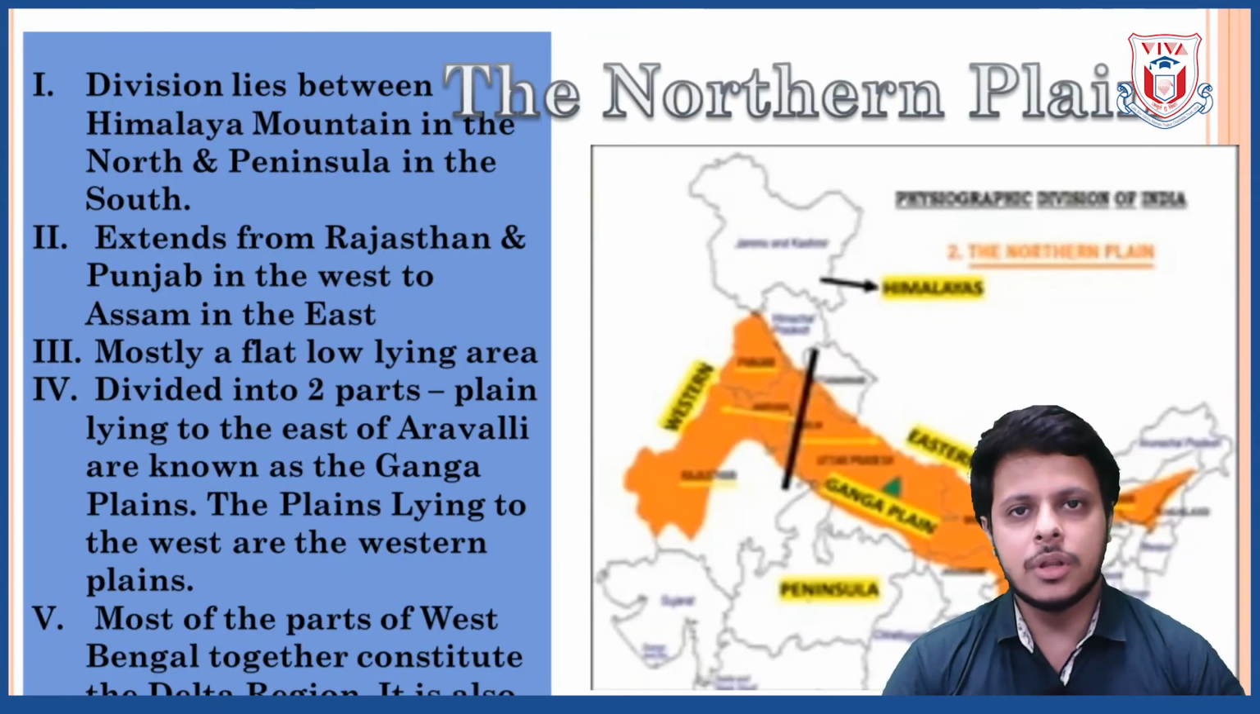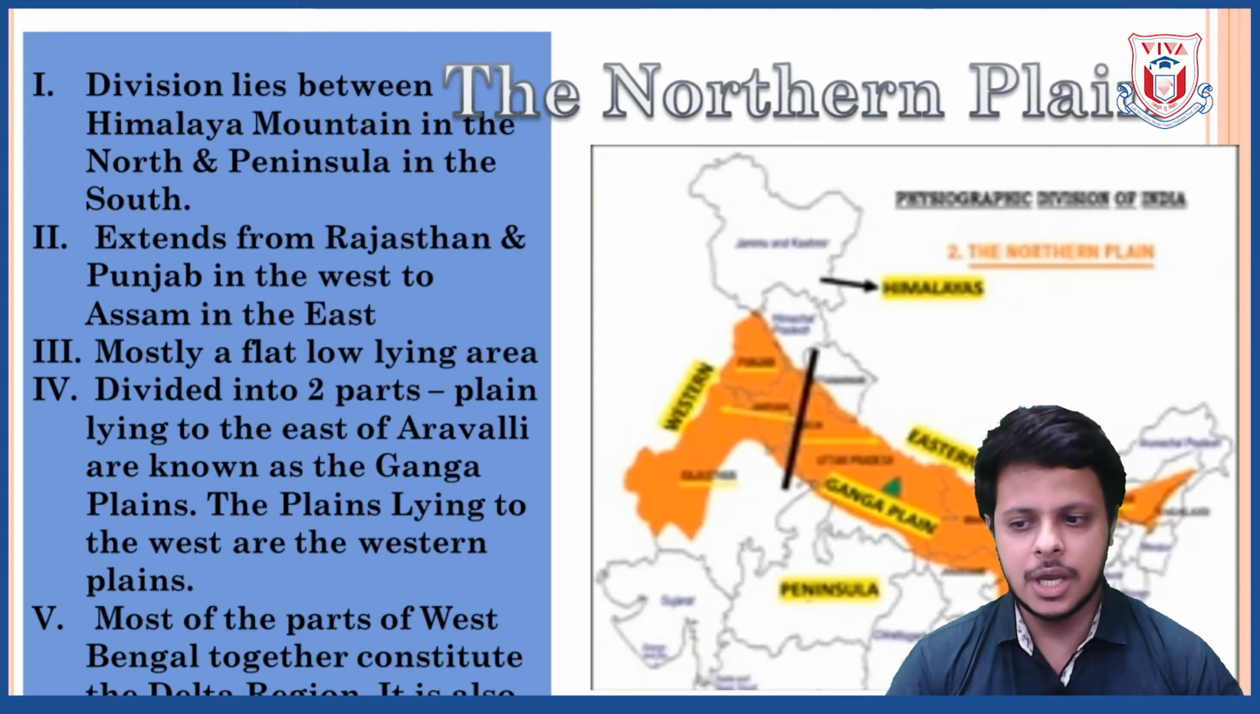Let's see about the North Indian plains. The North Indian plains lie between the Himalayan mountains in the north and the peninsula in the south. It extends from Rajasthan and Punjab in the west to Assam in the east. It is mostly a flat low-lying area. It is divided into 2 parts. The plains lying to the east of Aravalli are also known as the Ganga plains. The plains lying to the west are the western plains. Most parts of West Bengal together constitute the delta region. It is also known as Sundarbans.